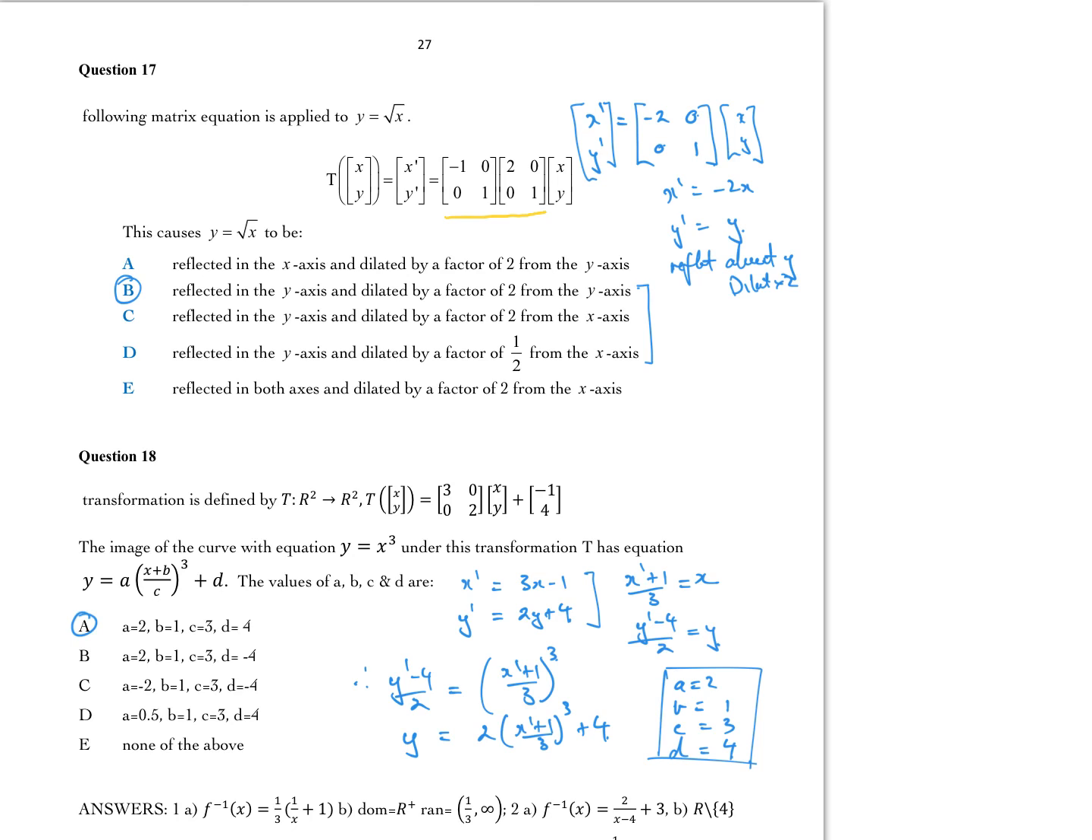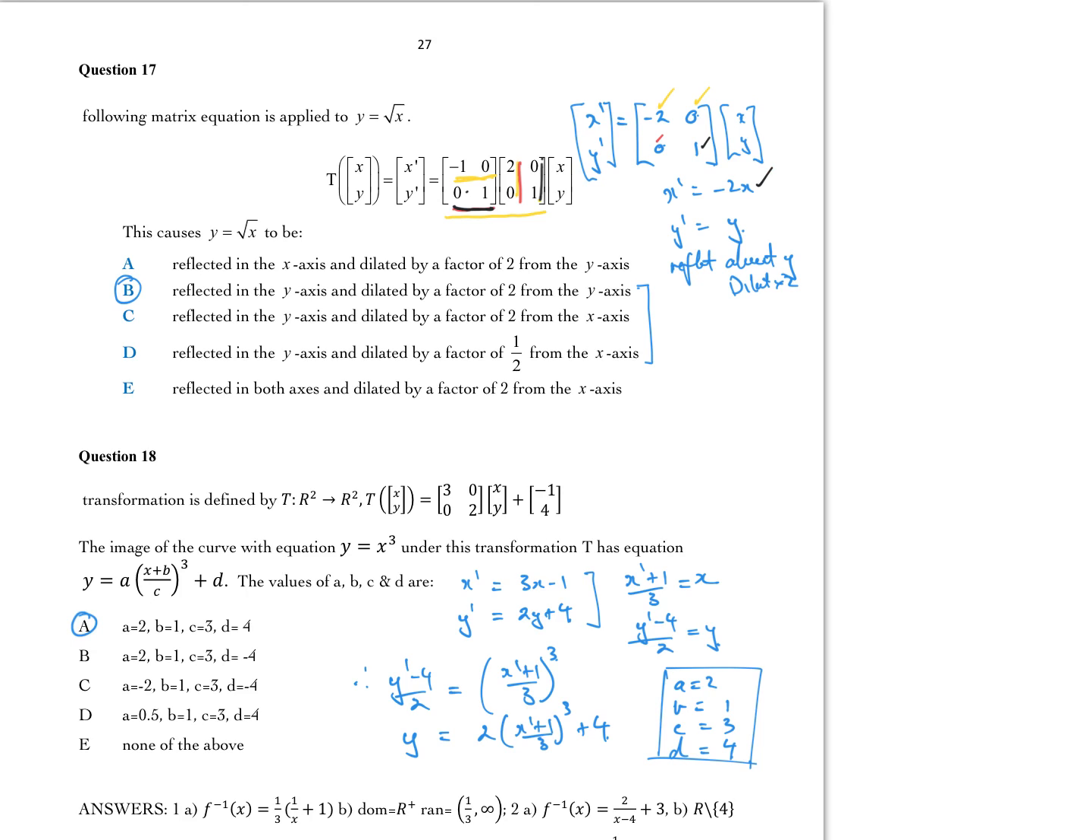So don't forget, -1, 0 times 2, 0 gives me -2. -1, 0 times 0, 1 gives me 0. 0, -1 times 2, 0 gives me 0. And then finally, 0, 1 times 0, 1. So 0 times 0 plus 1 times 1 gives me the 1. So that 2 by 2 matrix multiplied gives me -2, 0, 0, 1.